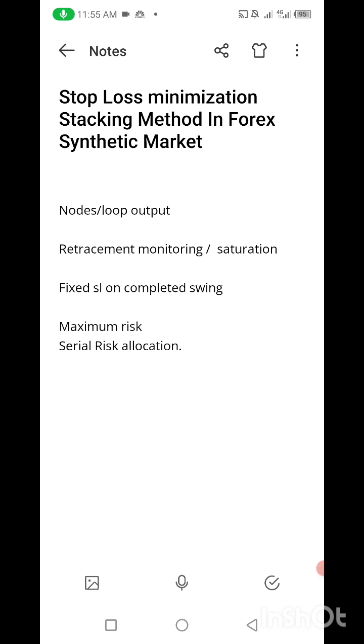In the Forex synthetic market, I'm going to show you something that has made a lot of traders miss opportunities, because when you miss an opportunity, it is very hard to get another one, or you might make a wrong entry and blow your account. So in this video, you're going to treat this problem. The topic is the stop loss minimization stacking method in the Forex synthetic market.